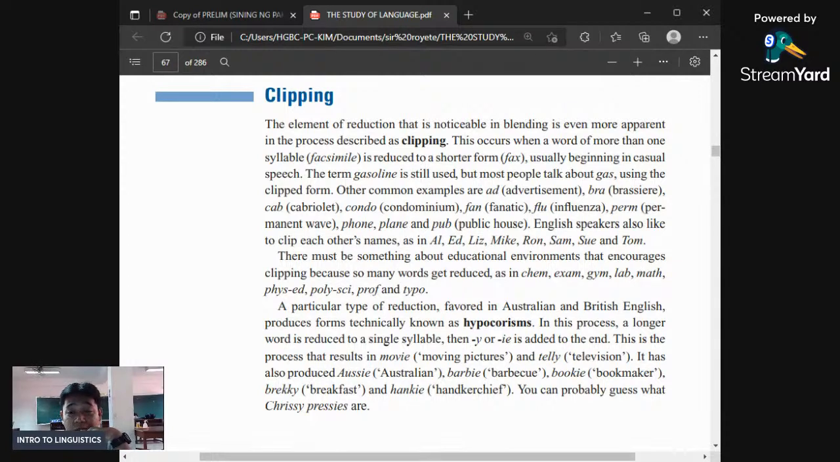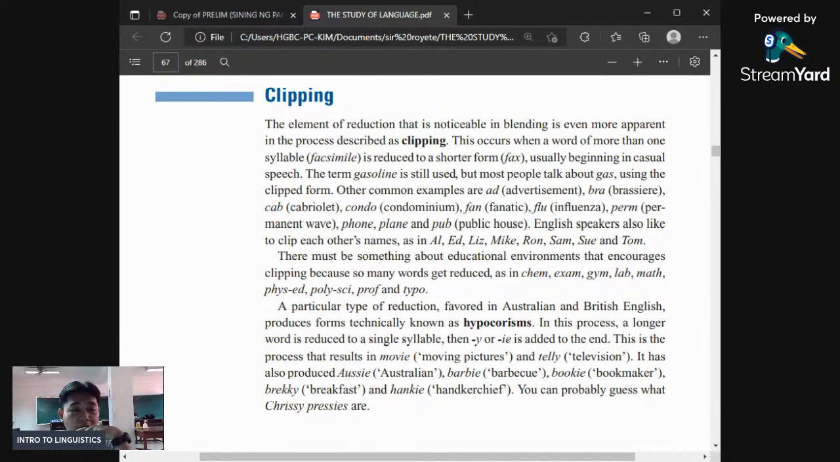Alright, so aside from that, syempre yung mga subjects natin, diba? Chem, chemistry. Exam, examination. Gym, gymnasium. Lab, laboratory, right? Math, it should be mathematics. Sci, or physical education, we also have poli-sci or pol-sci. Polgov, right? Political science, political government, or politics and government. We have prof, professor. Typo, typographical error, right? So that's what we call clipping, shortening of the word or reduced to a short-term form.